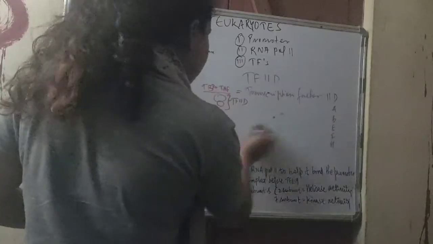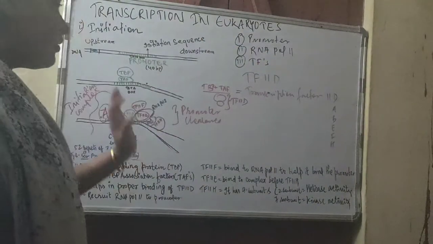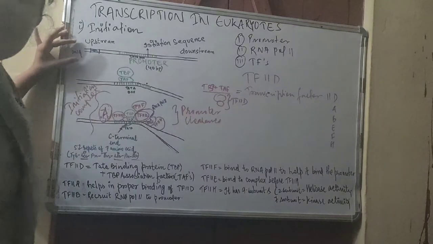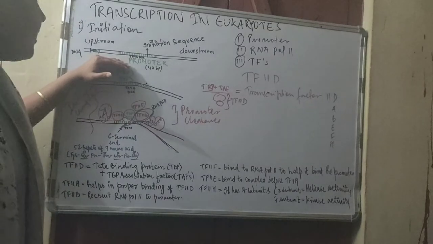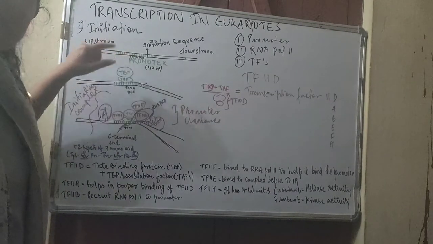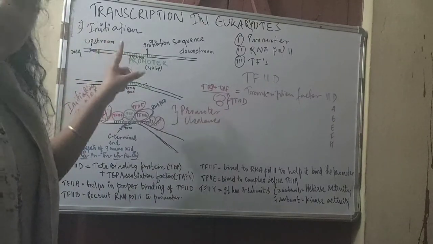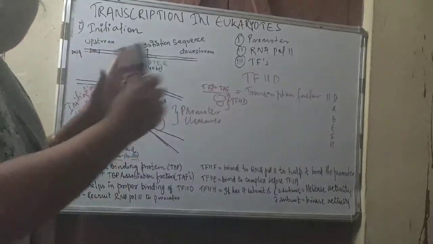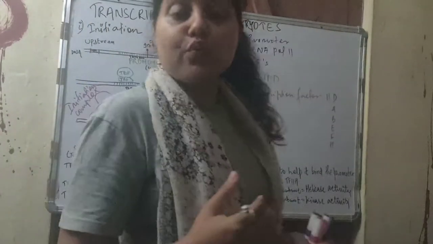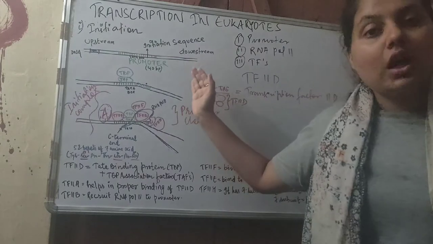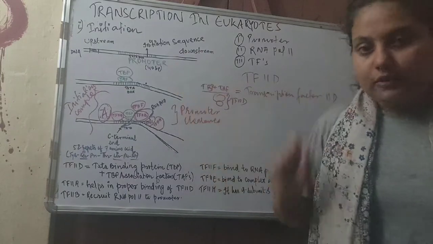Now I have a DNA sequence. In this DNA sequence I have a promoter region. This promoter region is present near the TATA box. This is in the -10 region. The promoter region is present within the surroundings of the TATA box, and there is an initiation sequence downstream of the TATA box, and the promoter is 40 base pairs long.